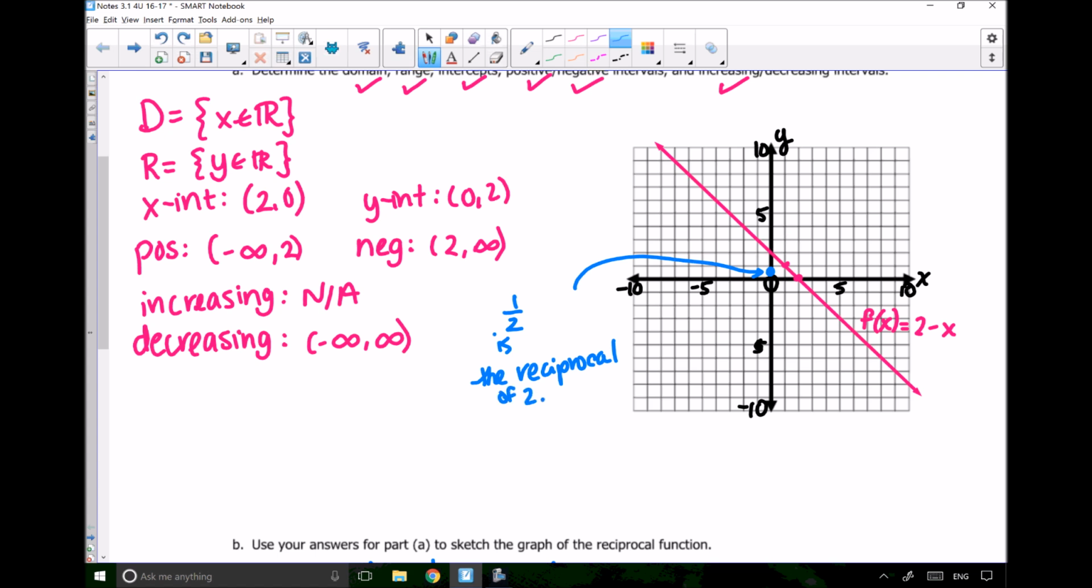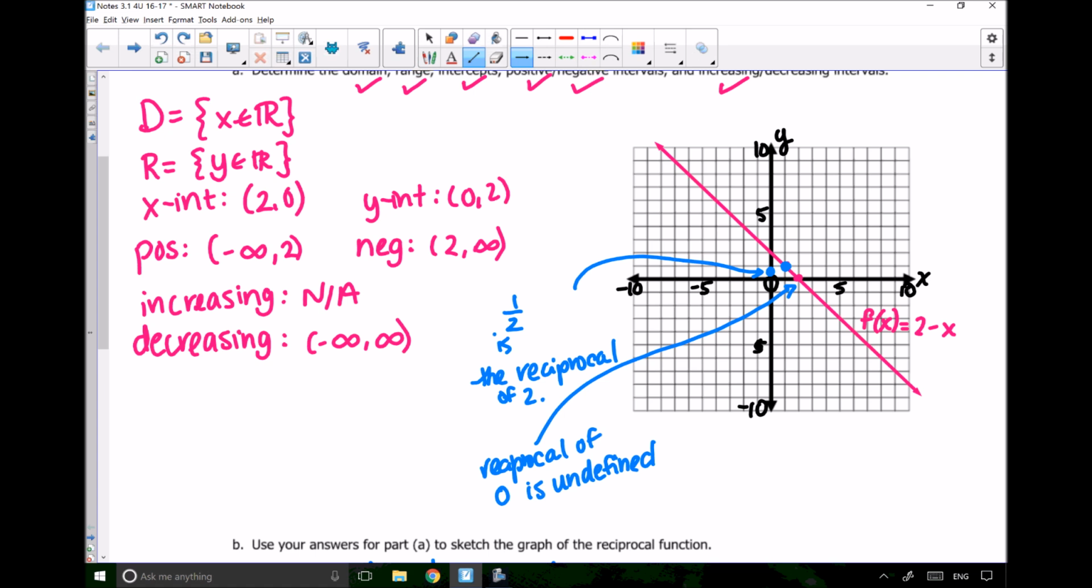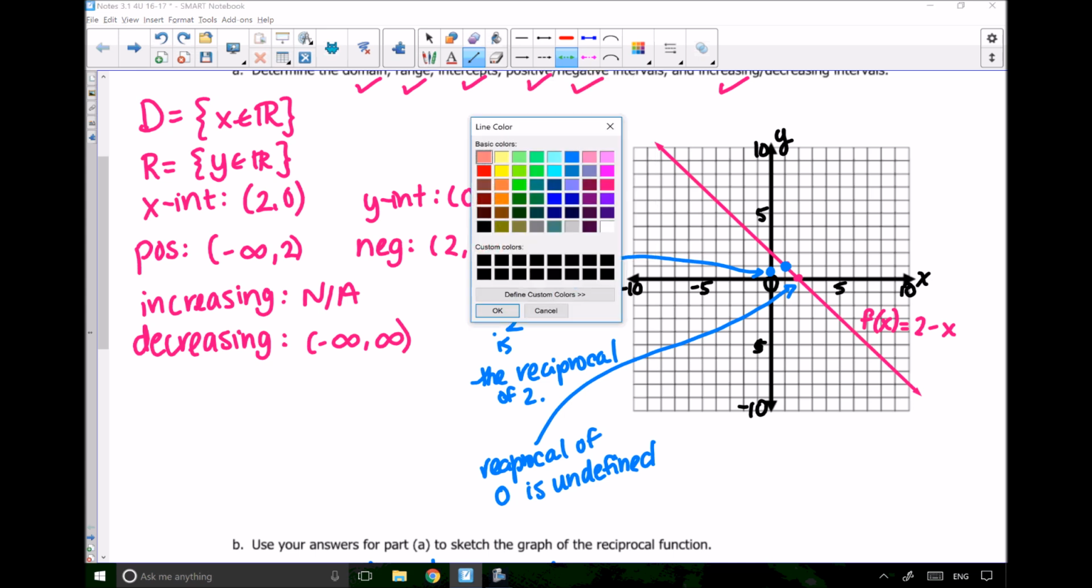I also know that I'm going to have a coordinate right here because this y value is 1 and the reciprocal of 1 is 1, okay? Now here, my y value is 0 and the reciprocal of 0 is undefined. So that means that it's going to be undefined everywhere along this line. So let's go ahead and draw out that line and show that that's where my graph is going to be undefined.